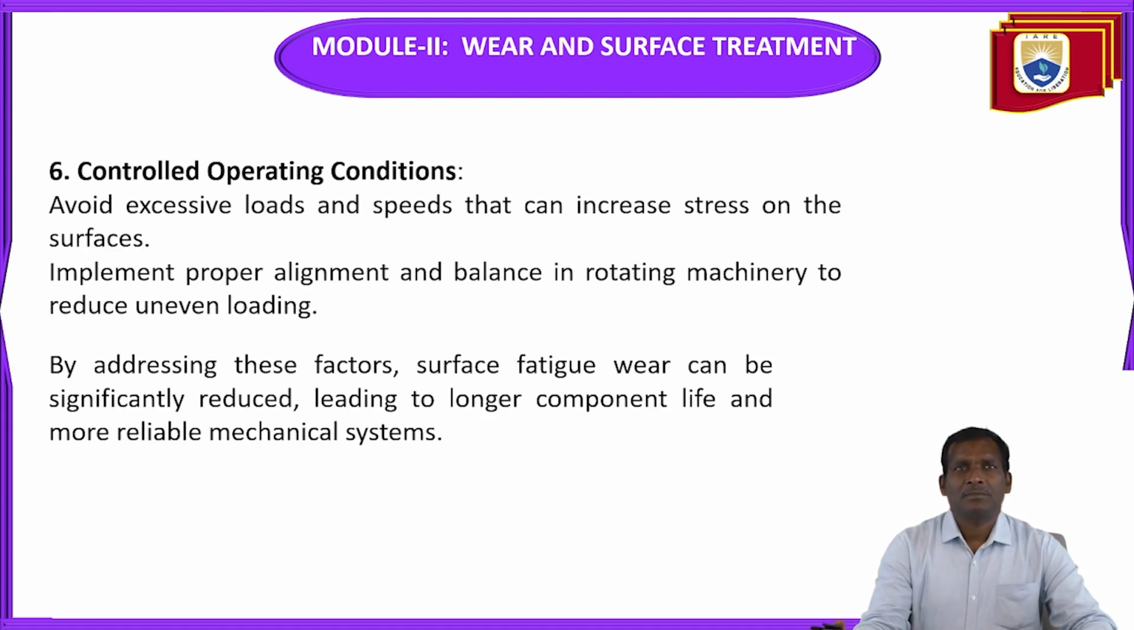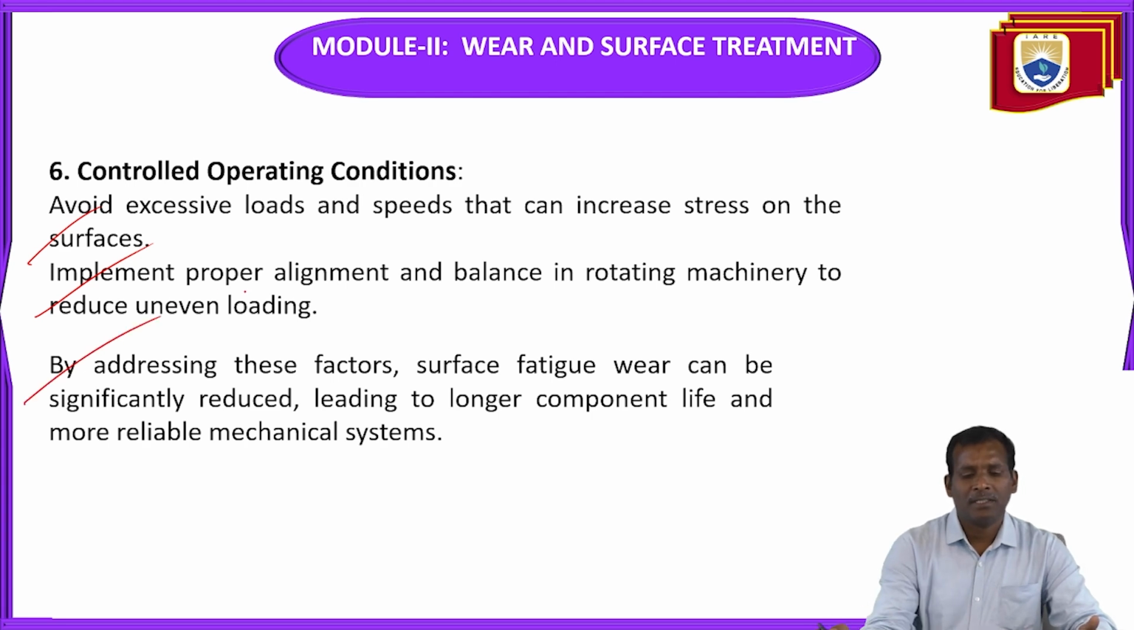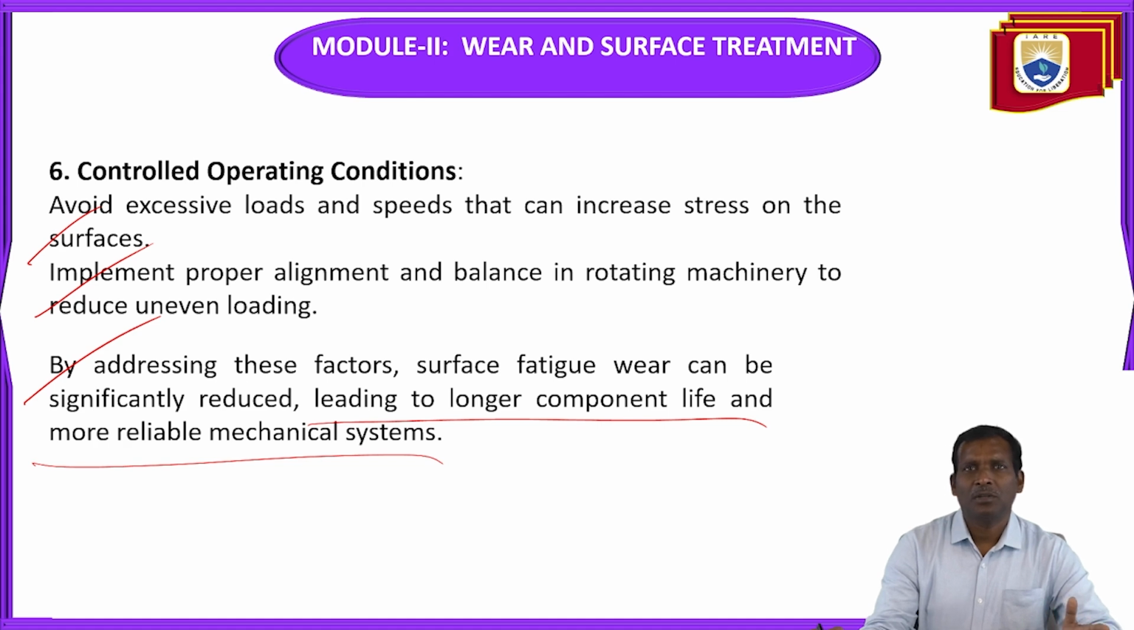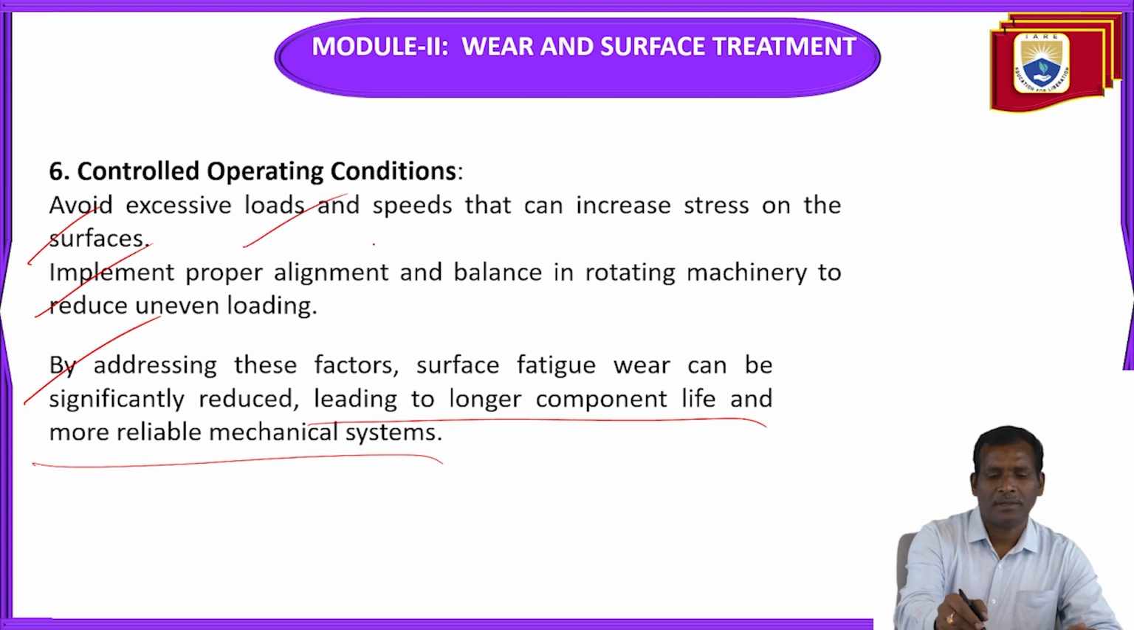Next, control the operating conditions. Avoid excessive loads and speeds that can increase stress on the surface. Implement proper alignment and balance in rotating machinery to reduce uneven loading. By addressing these factors, surface fatigue wear can be significantly reduced, leading to longer component life and more reliable mechanical systems. This can increase the life of the component by controlling the operating conditions like loads and speeds.